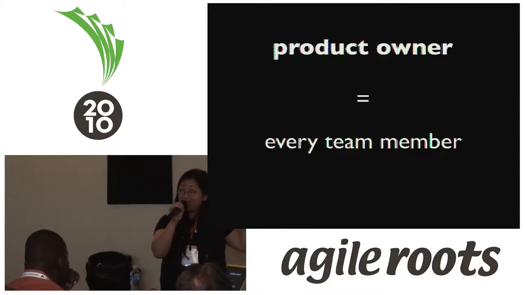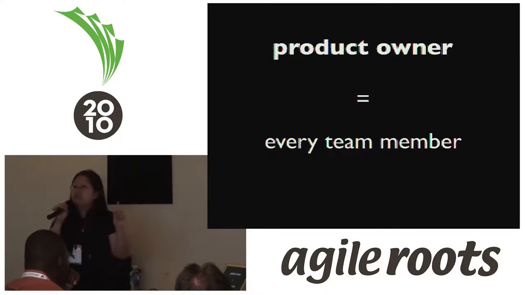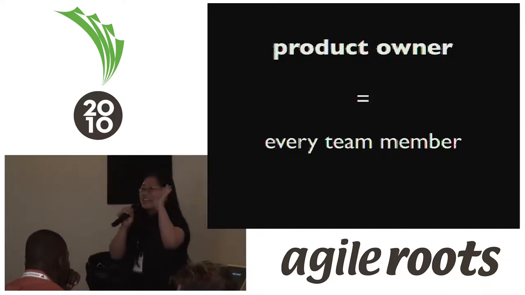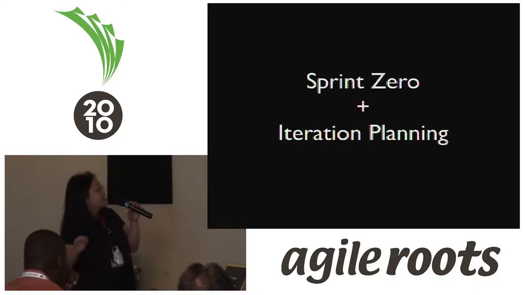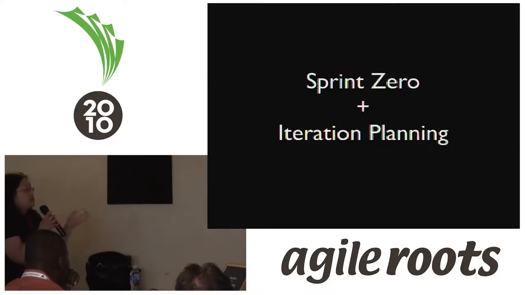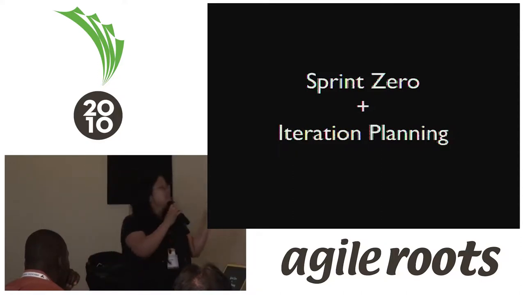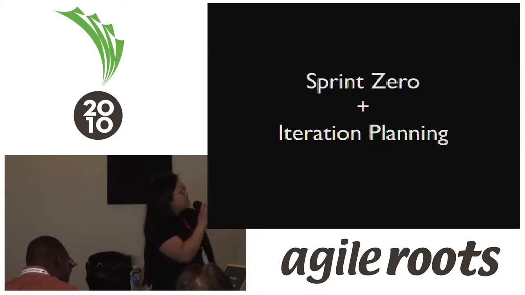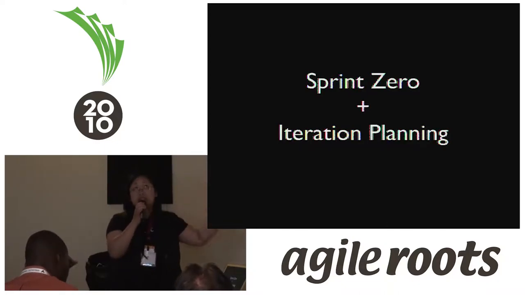I'm going to make an argument, though, that on really good Agile teams, every team member is going to step up. Chickens, pigs, whatever. Everybody's committed, okay? Get on the bandwagon. The other thing is that we use sprint or cycle zero. I'm going to apologize, I use cycle. So if I say that, I mean sprint, and iteration planning. All the people that I described at minimum are involved in both of these activities.